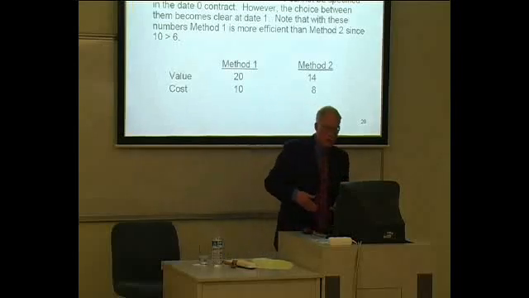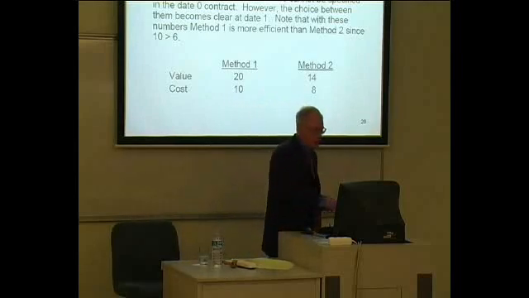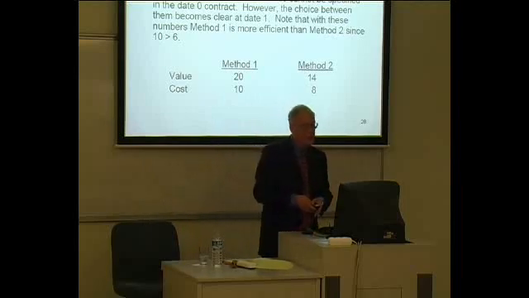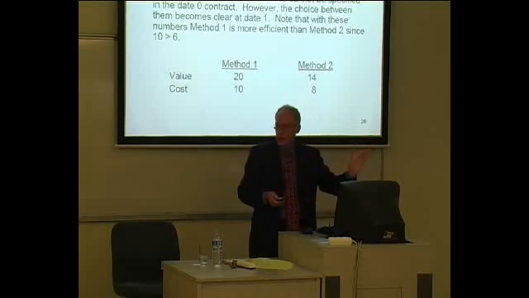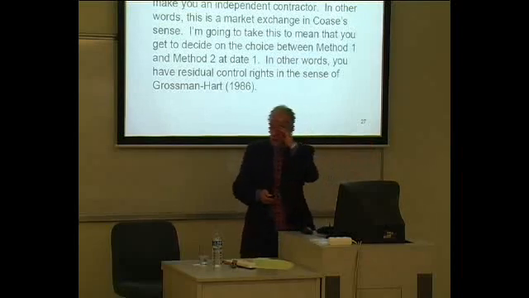Now, as economists, we always look at total surplus. So we just look at value minus cost, which is obviously 10 for method 1 and 6 for method 2. Okay, 10 is bigger than 6, so method 1 is more productive. We would actually like that to be the way we do the musical evening.